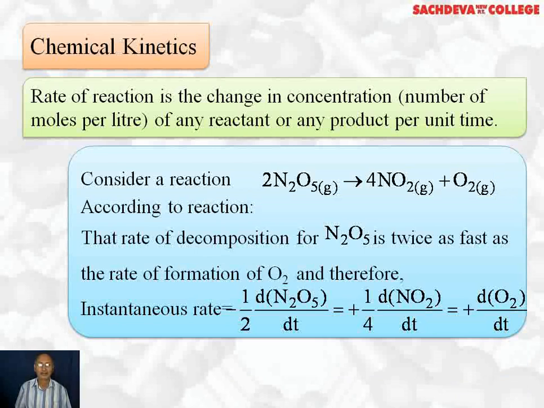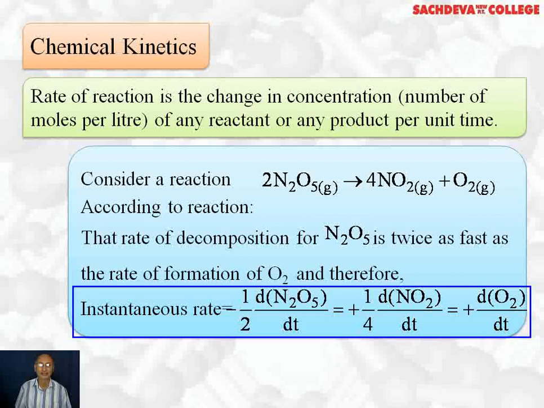Now, according to the reaction, the rate of decomposition of N2O5 is twice as fast as the rate of formation of oxygen. Therefore, instantaneous rate, which means the rate determined at a small interval of time, is expressed as minus half of d[N2O5]/dt equals plus 1/4 d[NO2]/dt, which is equal to plus d[O2]/dt.